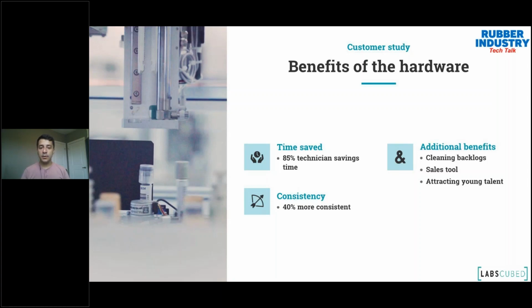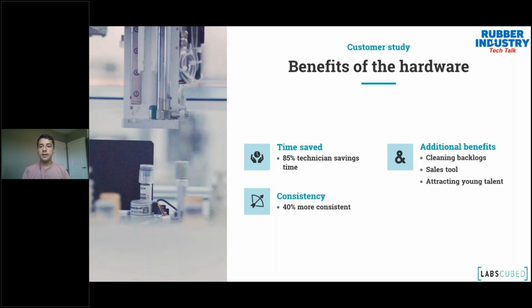Consistency is a big one. You're increasing up to 40% more consistent, which I think is a really big, very important point, especially when people start to consider wanting to use their data that they're producing in their labs for AI systems, for prediction capabilities in the future. And we'll talk a little bit about this in a bit. That becomes really important.